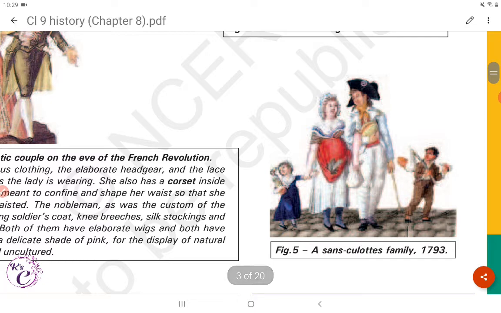Then we have figure 5. A sans-culotte family, 1793.